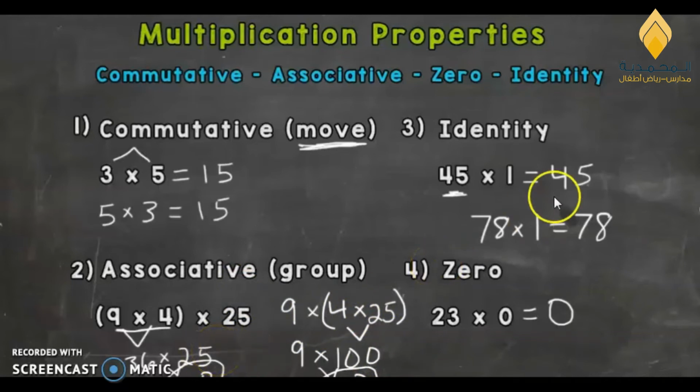Another example about the identity property. For example, 45 times 1 equals 45, 78 times 1 equals 78. Any number multiplied by 1 equals the same number. Now the zero property: any number multiplied by 0 always equals 0. For example, 23 times 0 equals 0.